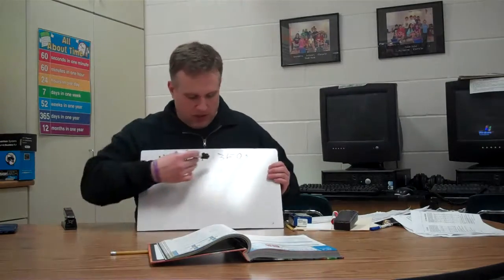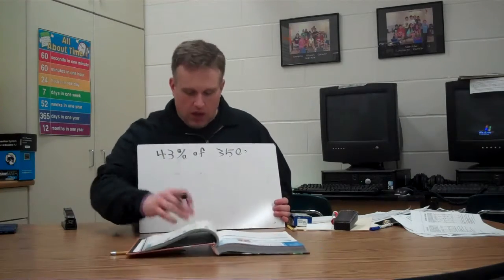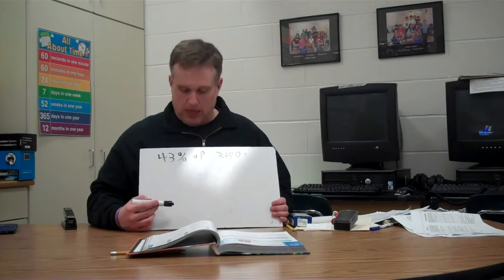What you're doing is you're finding the percent of a number, which is a review of what we have been doing. So we'll get right into number 7, and it says 43% of 350. So I'll write this up here real quick. Okay, so you have 43% of 350. We know that of means multiply.